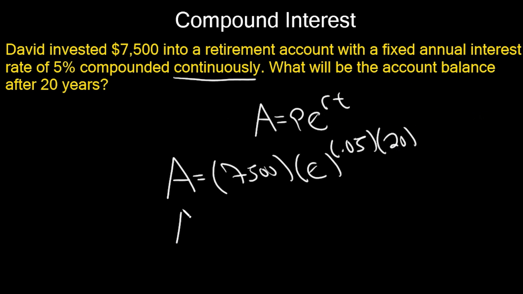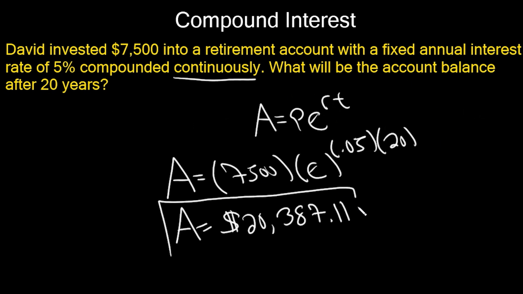So when you plug that into your calculator, you get A is equal to 20,387, and rounding to the nearest cent, we get 11 cents. And there it is. There's our final amount after 20 years. Okay? So that one was dealing with continuous compound interest. Let's go ahead and take a look at another example.